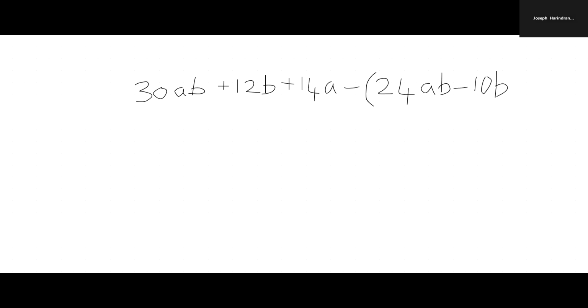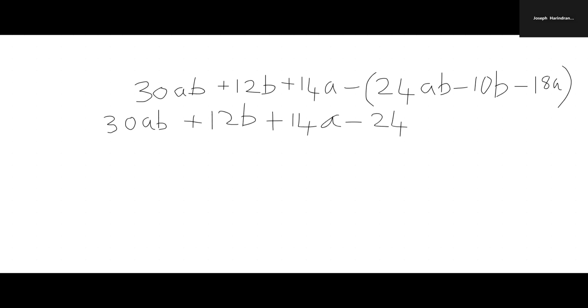Then we just remove the bracket now. 30AB plus 12B plus 14A minus 24AB, because there is a minus sign before the bracket, when you remove the bracket, plus 10B and plus 18A. The sign change is taken care of by the bracket rule, so it is easy to remember.